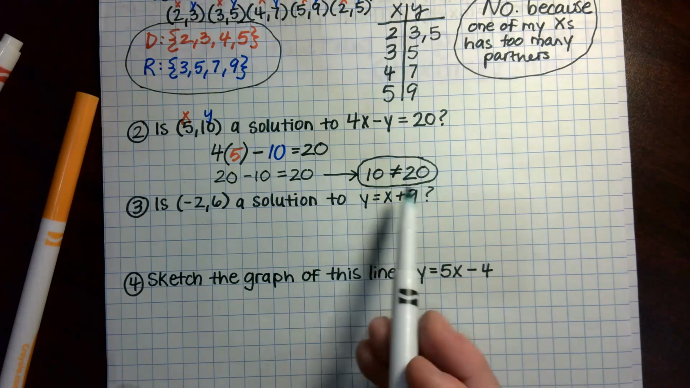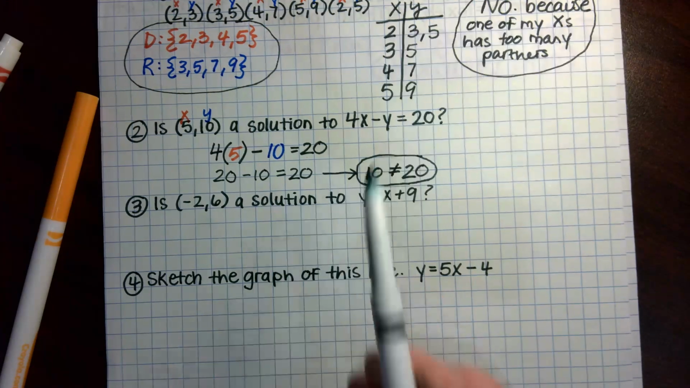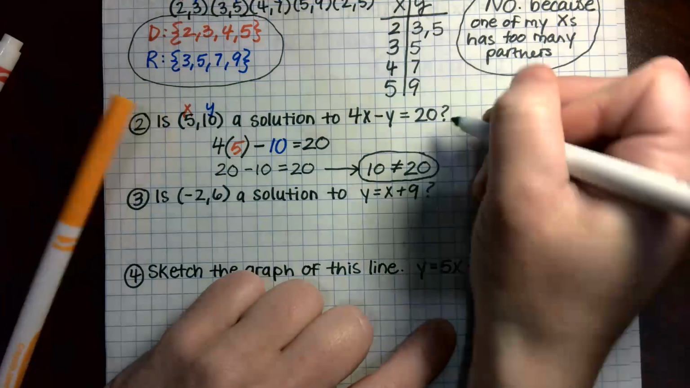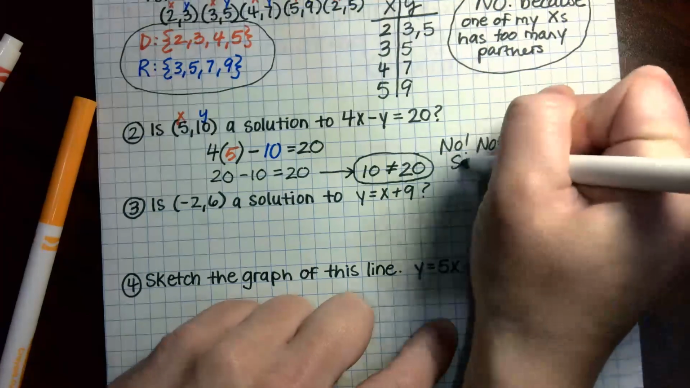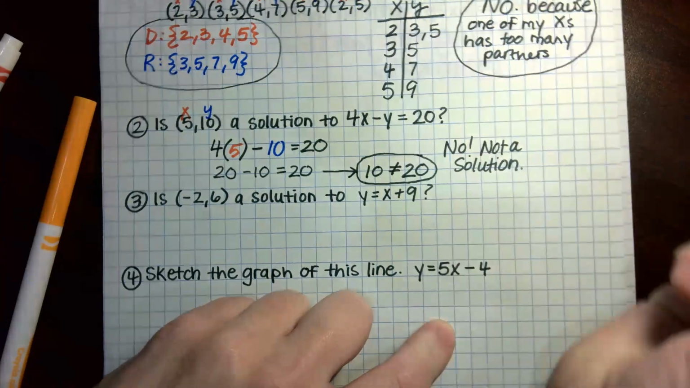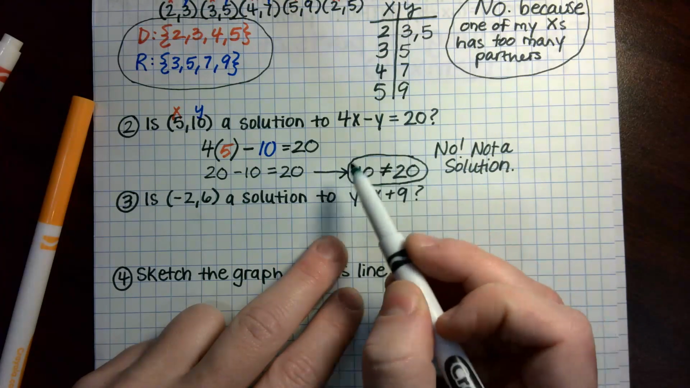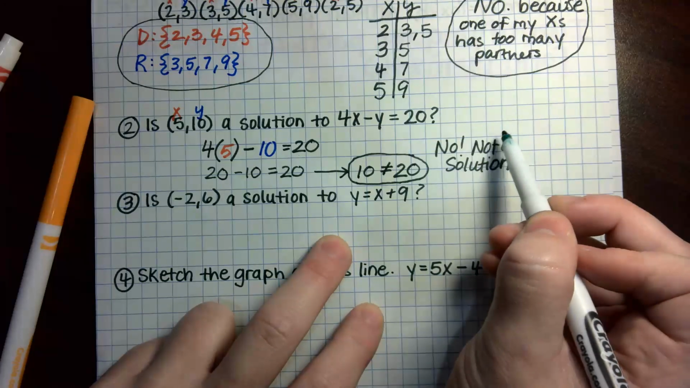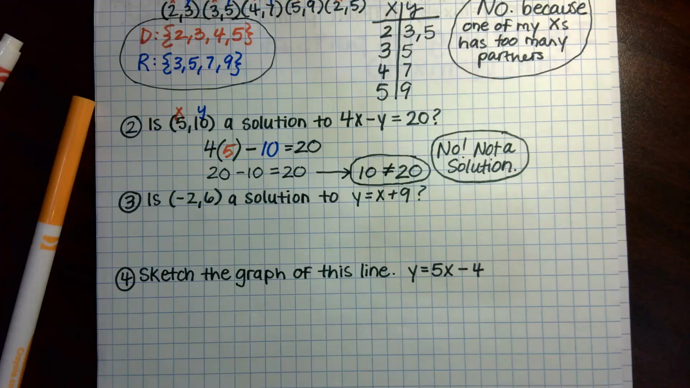It's not true. So for your answer to number 2, is (5, 10) a solution to 4x minus y equals 20? Is it a solution? No. No, it is not a solution. Perfect. Okay, so whenever you answer a question like this, make sure you circle that statement that you came up with to show that it's not true, and also circle your no. Just don't want it to get lost in anything. Okay, does everybody understand number 2 all right? Any questions before we try 3?